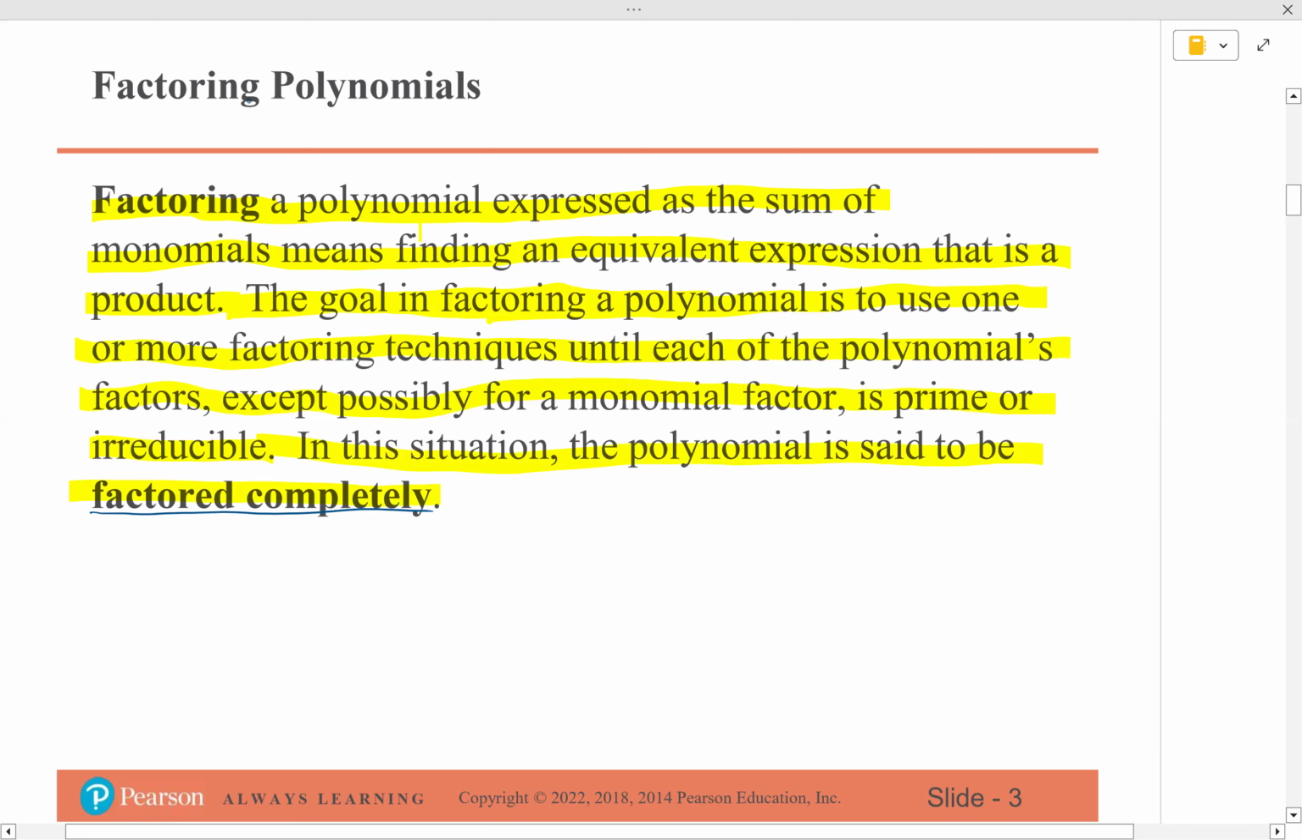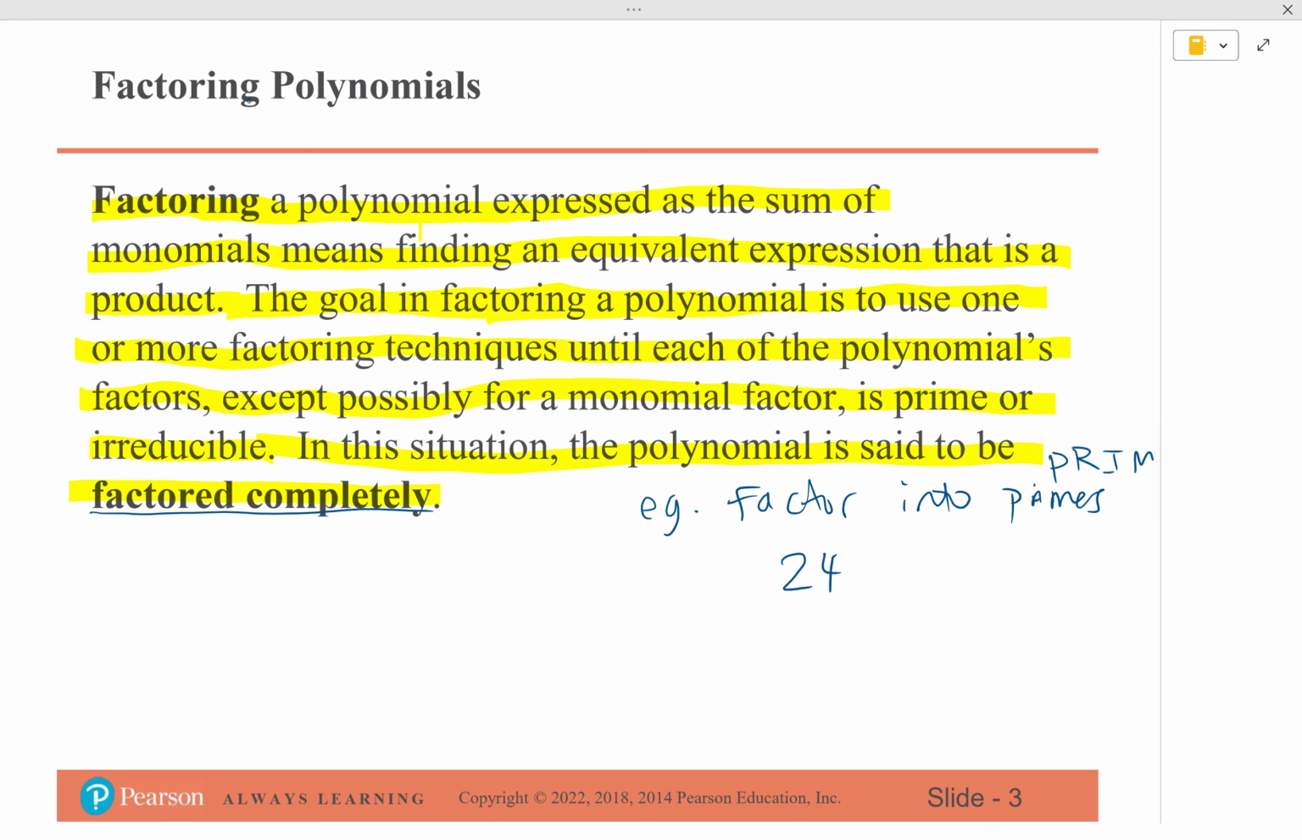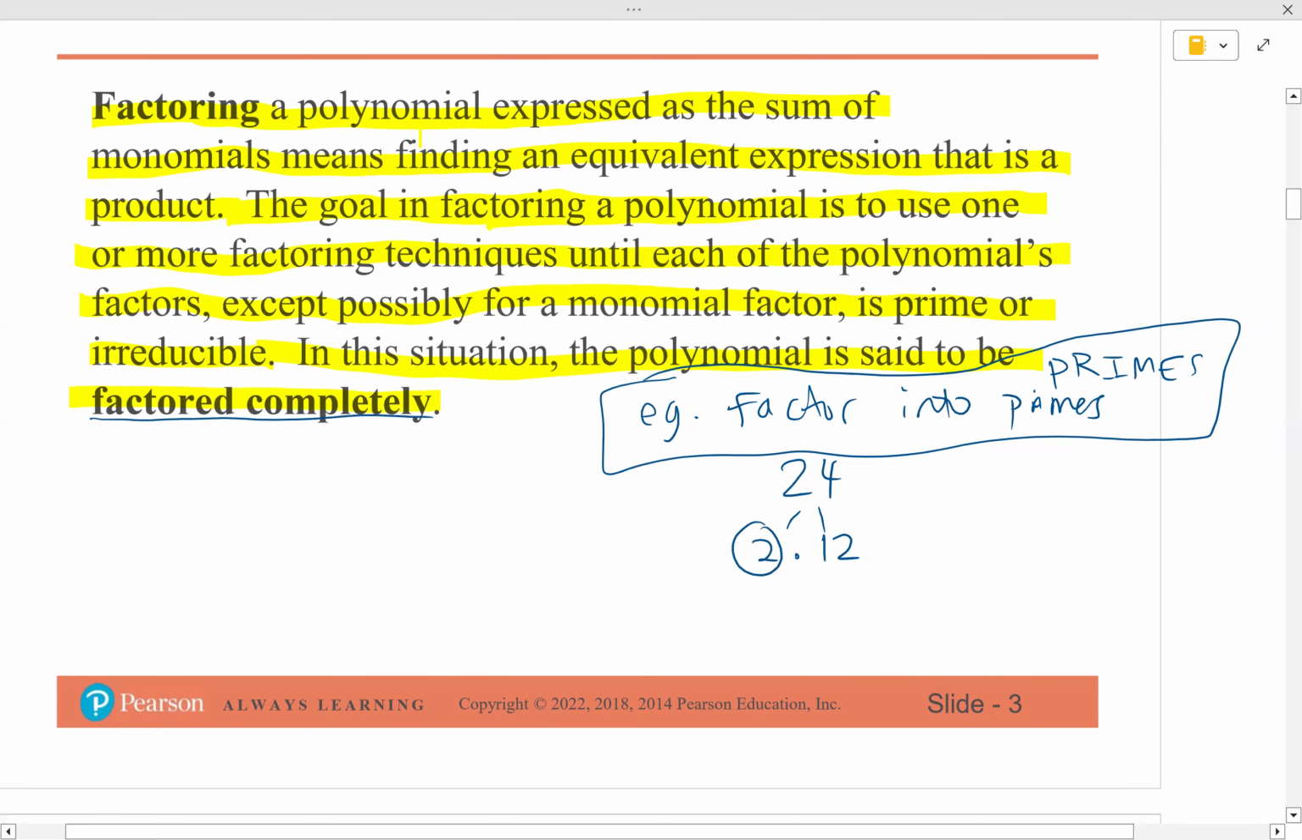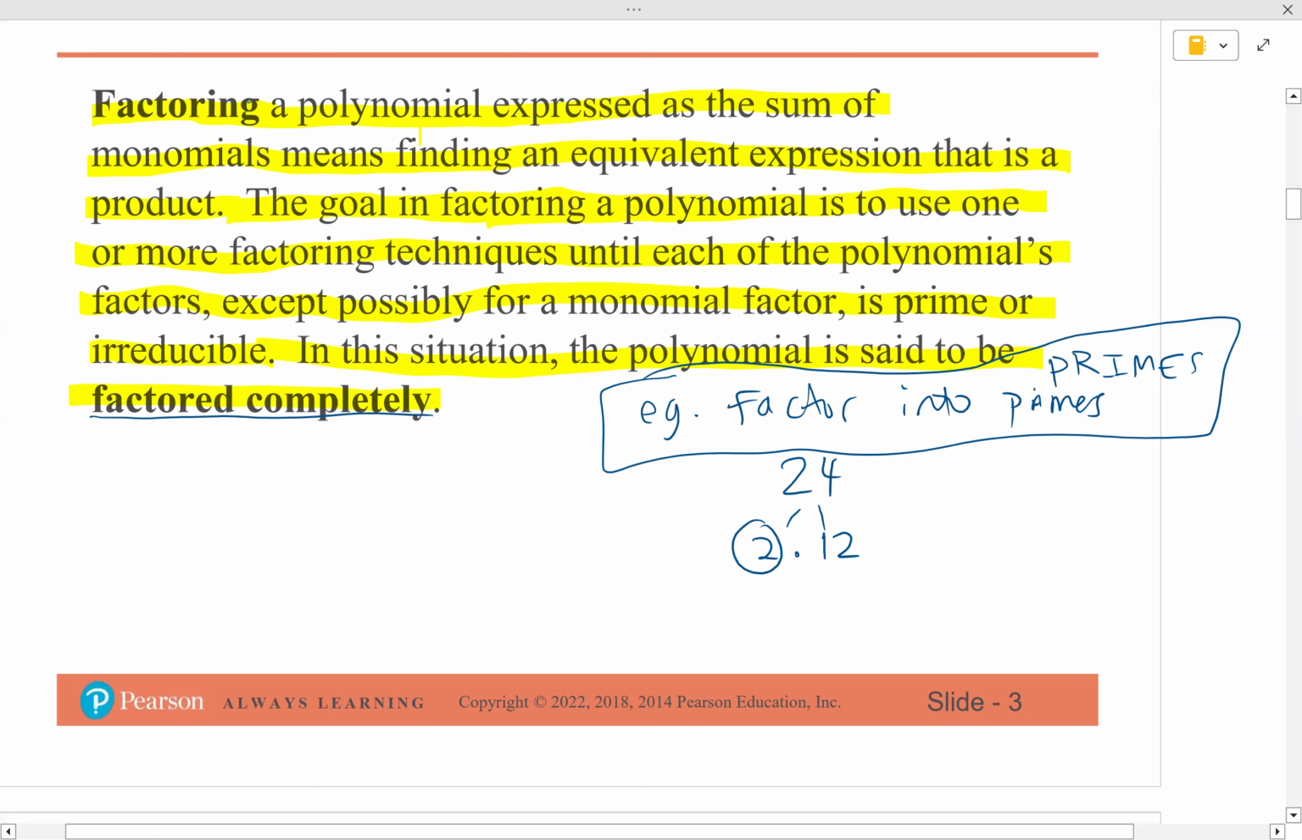I don't know if you remember, in some old math class, they used to say factor into primes. You take a number, like let's say 24. 24 is not prime. Prime means nothing divides into you except 1 and yourself. 24 could be 2 times 12, right? 2 is prime because nothing divides into 2 except itself and 1. 12 is not prime though. It's 2 times 6. 2 is another prime. 6 is not prime though. It's 2 times 3. And those are all prime.